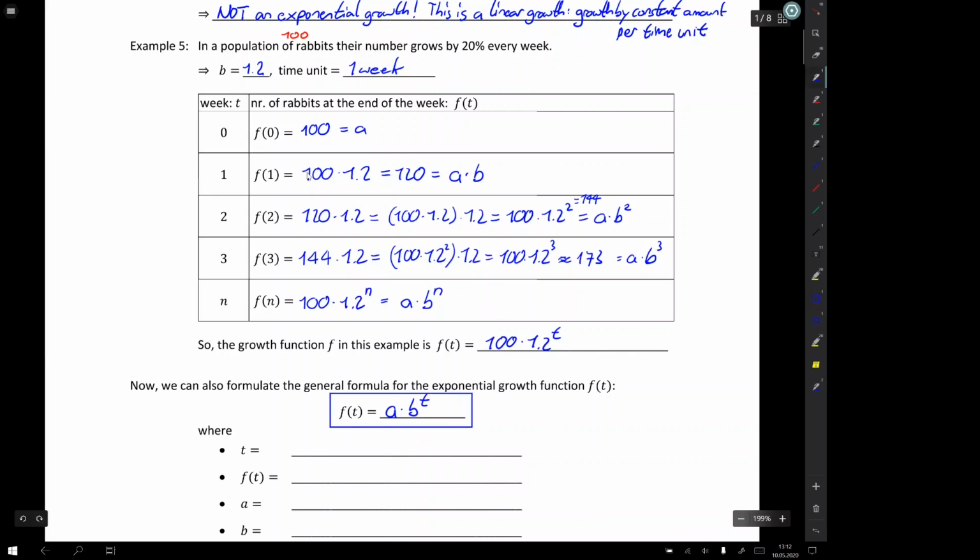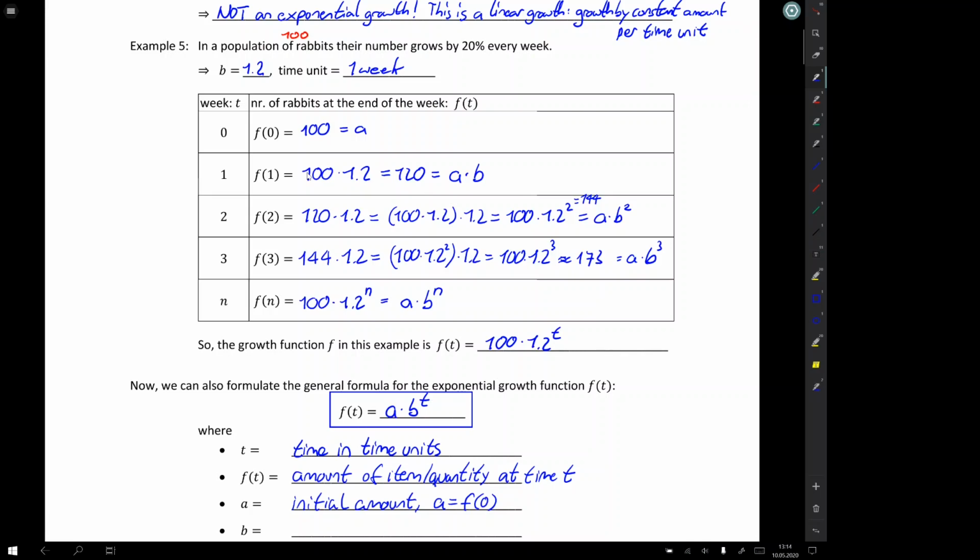The t is just the time in time units. f of t is the amount of the item or the quantity at time t. a is the initial amount. This means the amount at time 0. So a is just f of 0. And b is the growth factor per time unit.